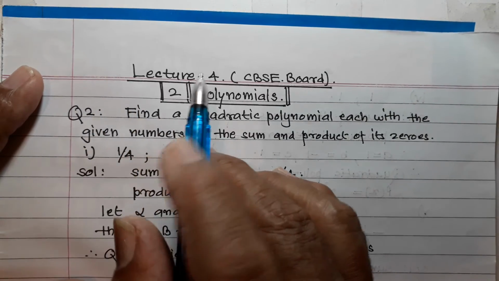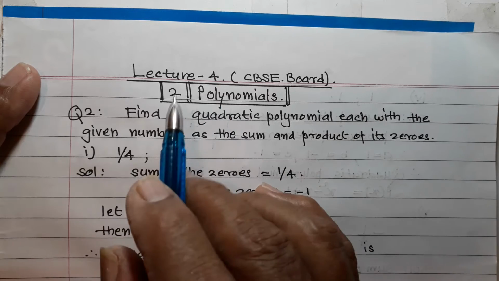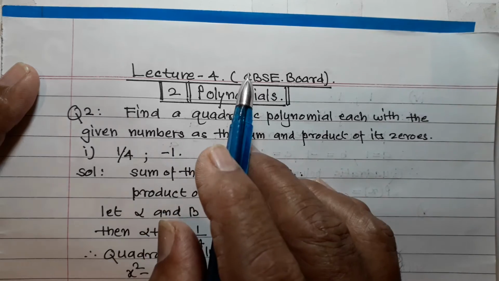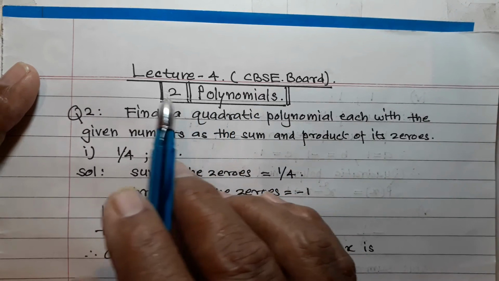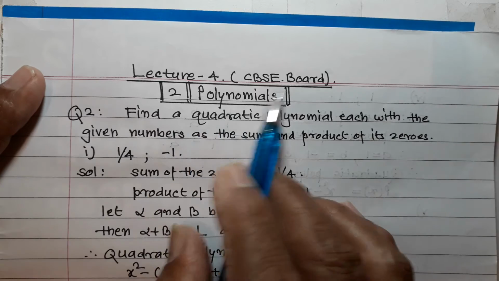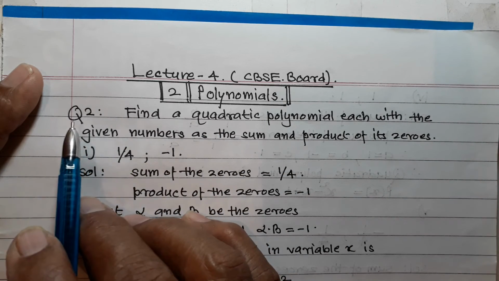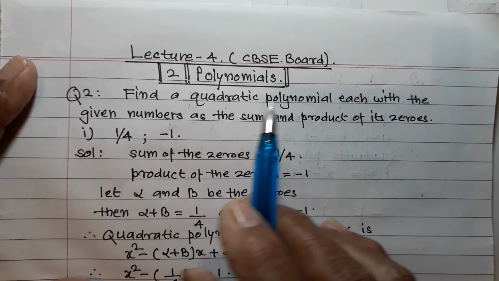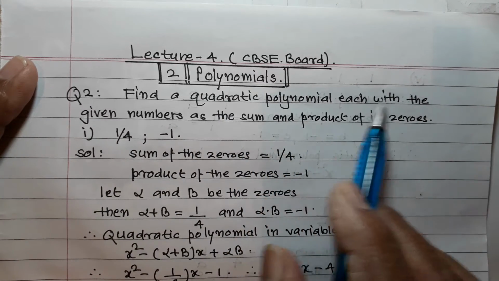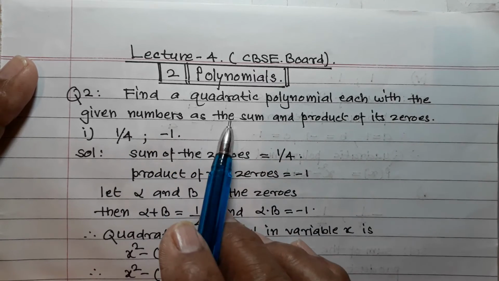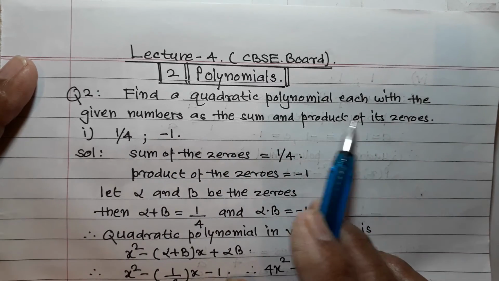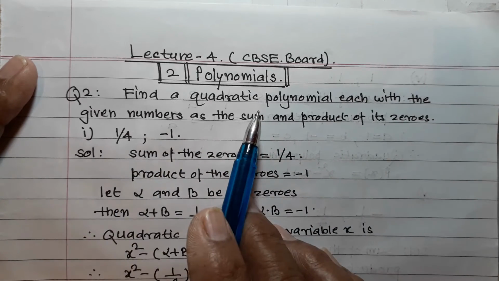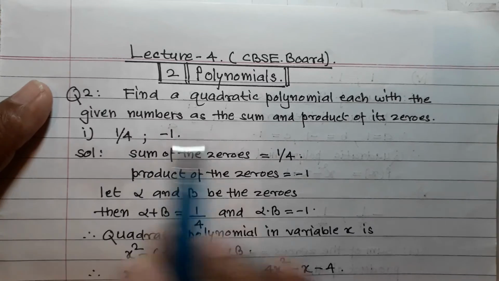Hello, my dear student. Lecture number 4, chapter number 2, polynomials. In this lecture, I am going to explain some examples from exercise 2.2, question number 2. Find a quadratic polynomial, each with the given numbers as the sum and the product of its zeros. Okay. Question number 1.